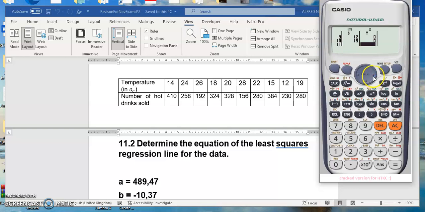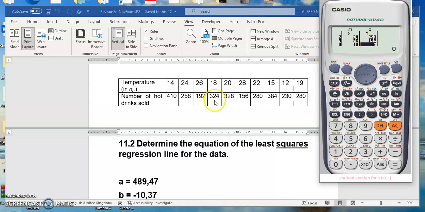Then you shift your cursor to the Y table, move it to 1, until it's in line with 1. And 14 you have what? 410. So equal. Then 24 is what? 258. Then 26 is 192.